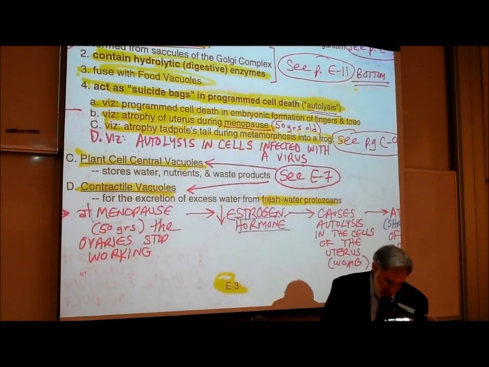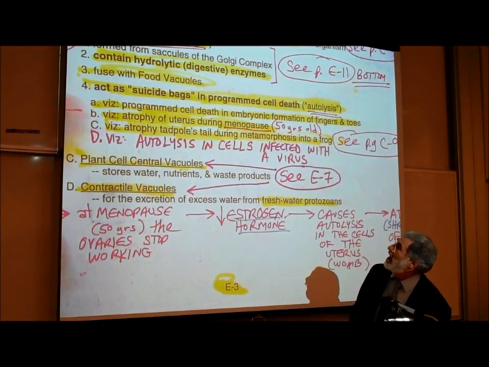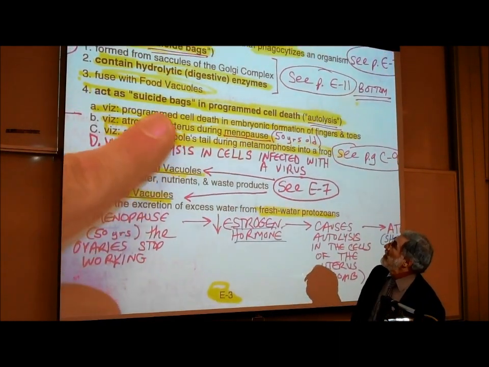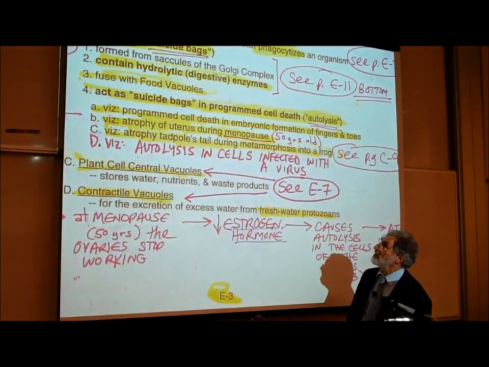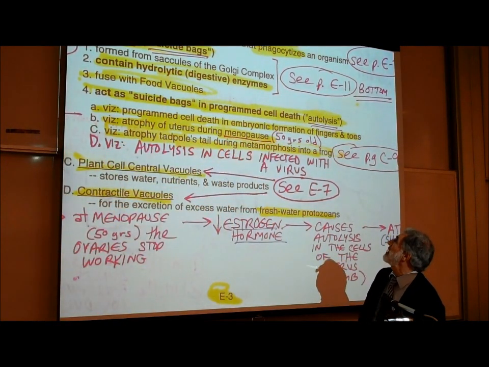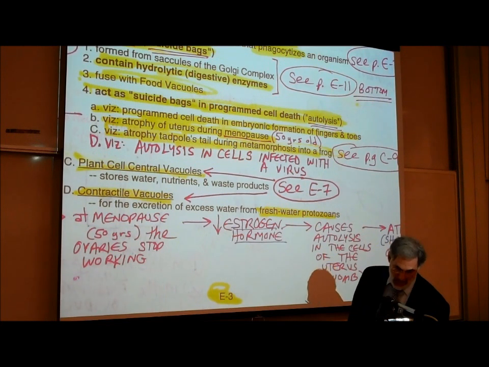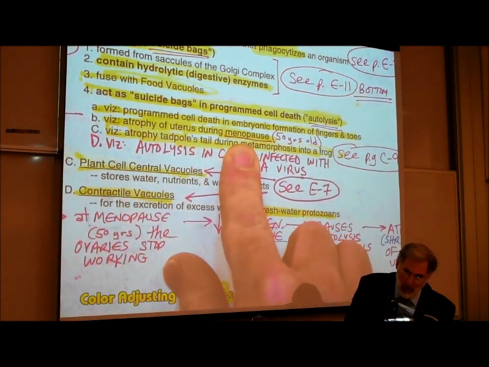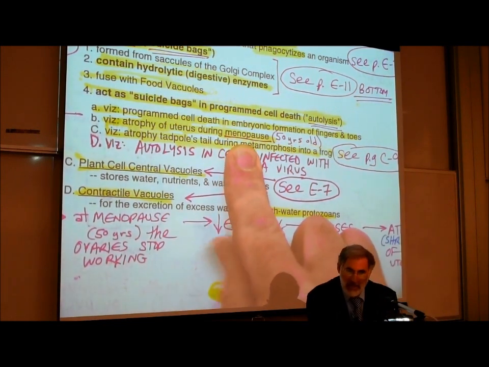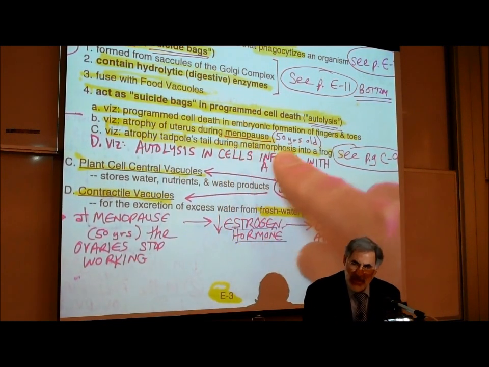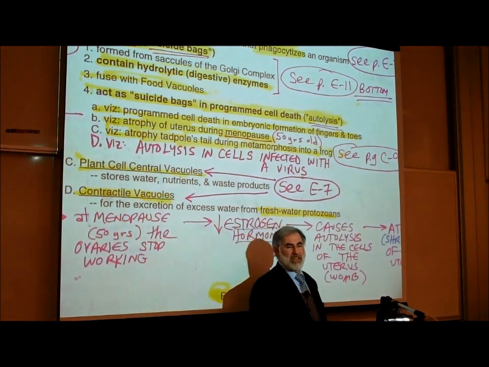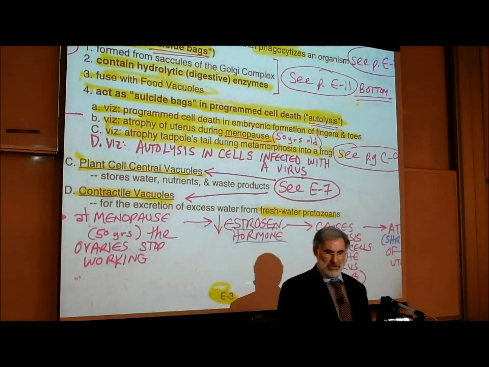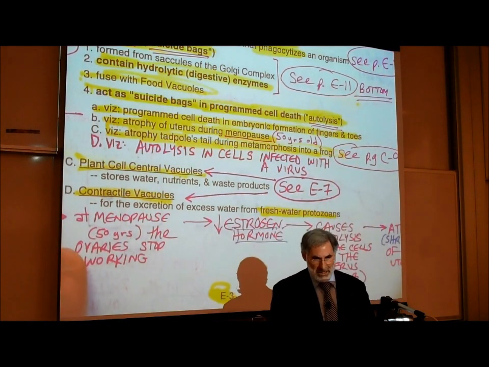Okay, so back on page E3, we gave you the example of the role of autolysis of the lysosomes in the embryonic formation of fingers and toes. A second example that I've listed is atrophy of the uterus during menopause. Let me explain that. First of all, what is menopause? Menopause is something that occurs at about the age of 50 in women. It's when a woman's ovaries stop working.